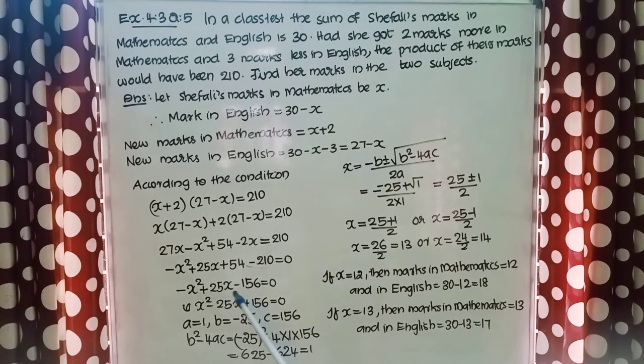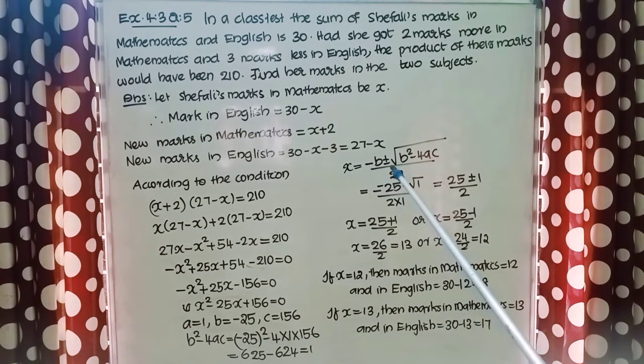Changing the sign, we get x² − 25x + 156 = 0. Here we can take a = 1, b = −25 and c = 156. b² − 4ac = (−25)² − 4 × 1 × 156, that is equal to 625 − 624 = 1.